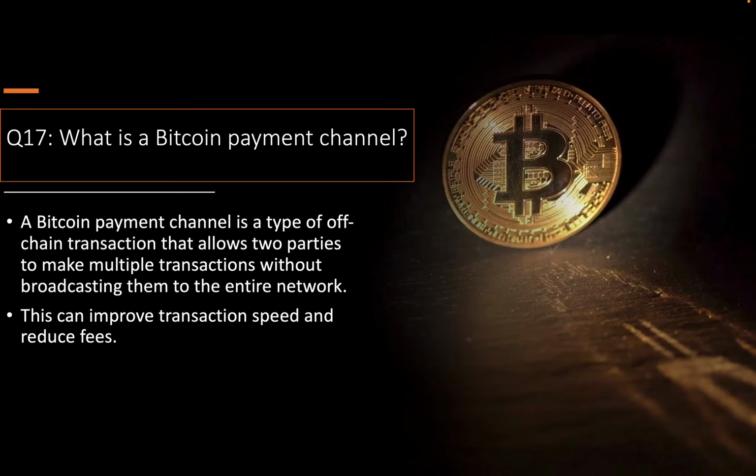Question number 17. What is a Bitcoin payment channel? A Bitcoin payment channel is a type of off-chain transaction that allows two parties to make multiple transactions without broadcasting them to the entire network. This can improve transaction speed and reduce fees.